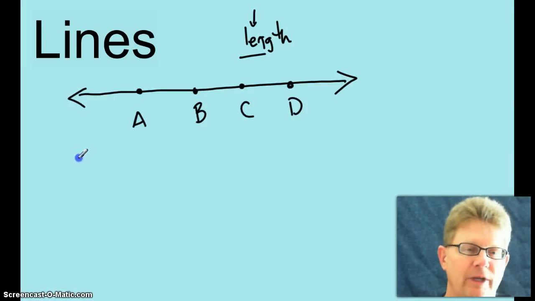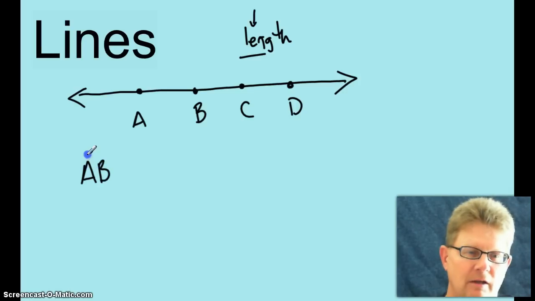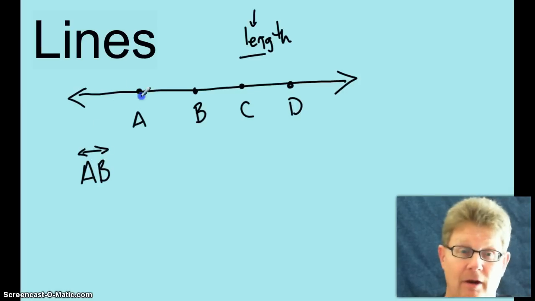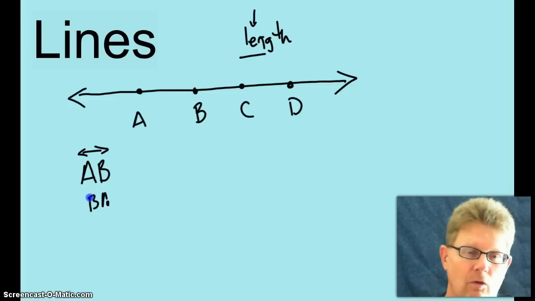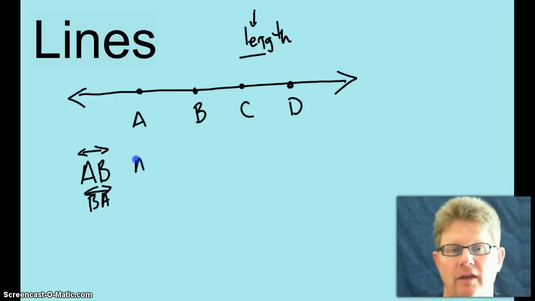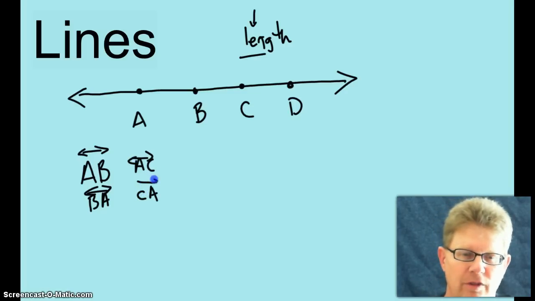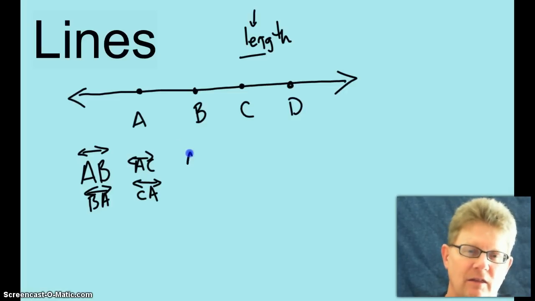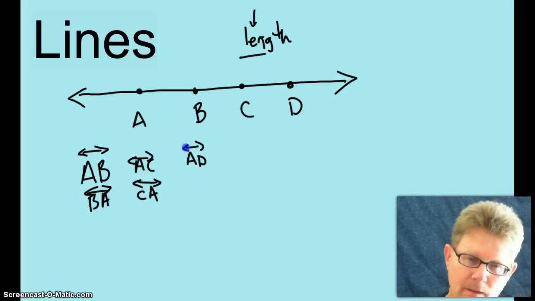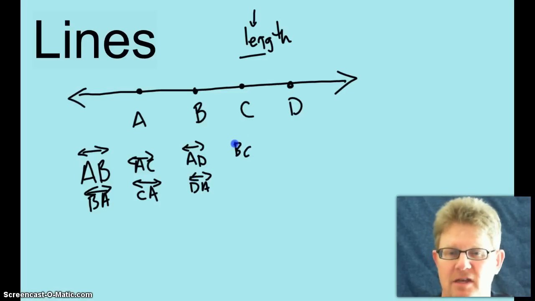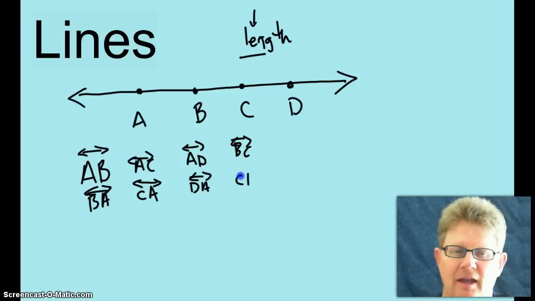Alright, how do we name a line? We will name a line using any two letters that are on the line. So we could name that line right up there AB or BA, or AC, or line CA, and we will put a bar with arrows on both sides to denote a line. Or we could say line AD or line DA. Or we could say line BC, or line CB, bar with two arrows.